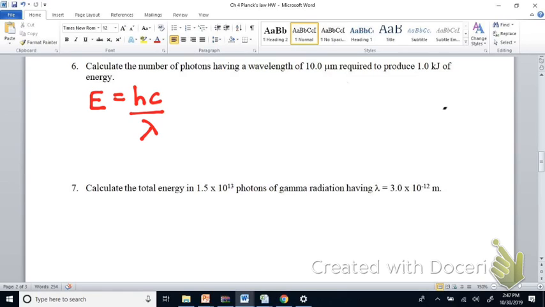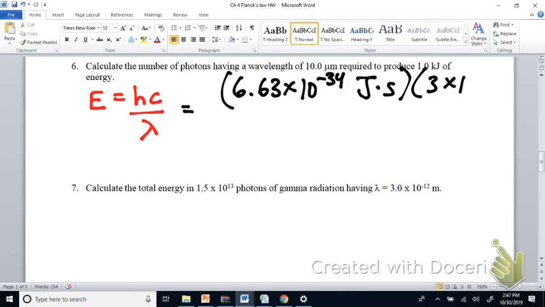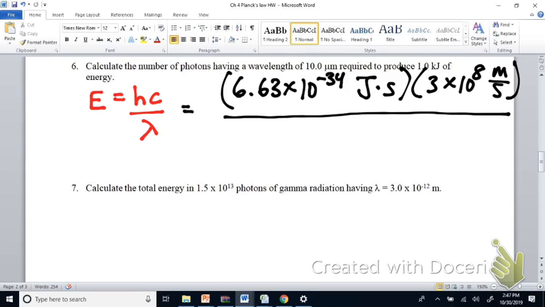So hc over lambda, we know h is 6.63 times 10 to the minus 34 joules times seconds times 3 times 10 to the 8 meters per second divided by 10 times 10 to the minus 6 meters. We can start canceling out units. Meters cancels. Seconds cancels. This will be joules per photon.